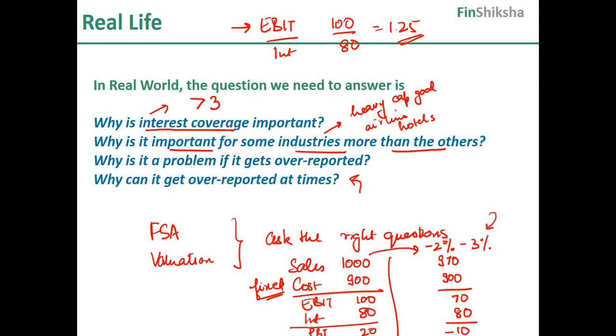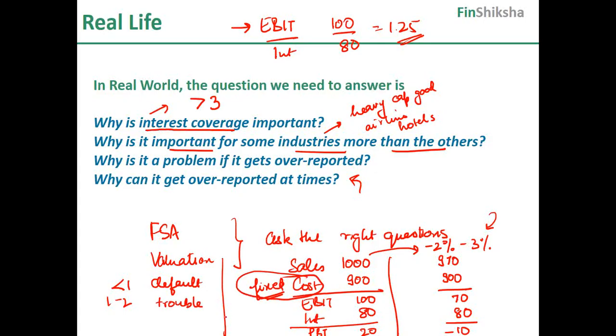Anything above 5 is fairly good enough. Anything above 10 is ultra comfortable. You just don't need to worry about it, right? But if you were to bring a broader yardstick on where the problem is, obviously less than 1 is default. Anything between 1 to 2, you have to be careful, right? It's essentially trouble territory, especially for industries where fixed cost is higher, right?